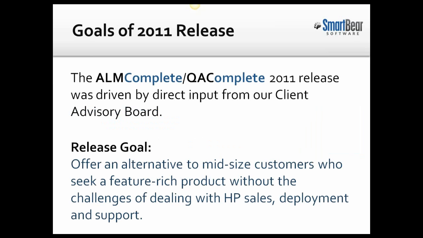All right, so when we started the 2011 release of ALMComplete and QAComplete, we really started from our client base to try to understand what you really needed in the product. For those of you that don't know, we have a client advisory board, which consists of about 15 to 20 clients that have agreed to participate. They drive a lot of the roadmap of the product for us. They give us ideas about what they would like in the product, and feedback on the things that we do well and the things that we can improve on.